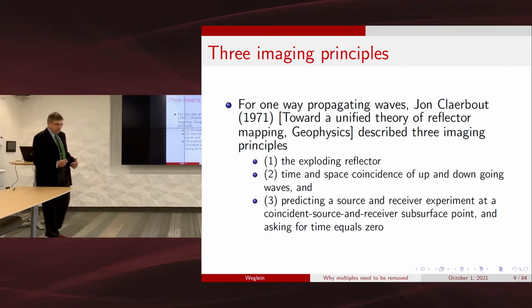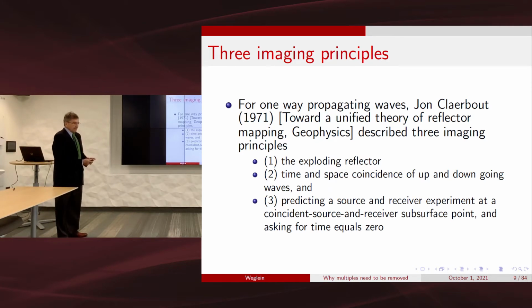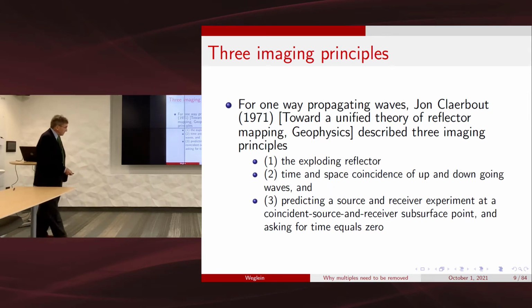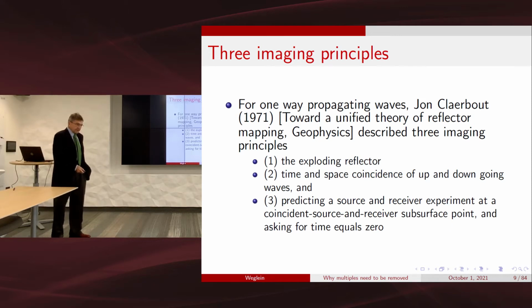A good place, in our view, to start thinking about migration, and in particular, the one ingredient that we call the imaging condition, is John Claerbout's landmark paper in 1971, where he lists three imaging conditions. One is the exploding reflector model, which is for stacked data. The second is the time and space coincidence of downgoing and upgoing waves. In other words, you take the upgoing wave that you've recorded and take it down in space.